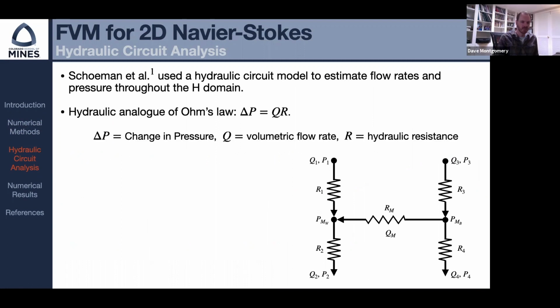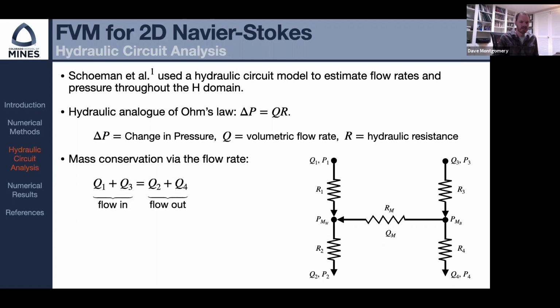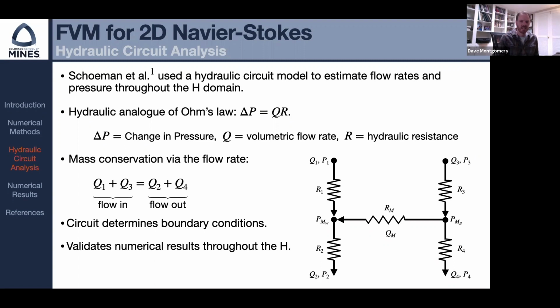The hydraulic circuit model is analogous to Ohm's law, but instead of V equals IR, the hydraulic circuit is delta P equals QR, where delta P is the difference between two pressure values, Q is the flow rate, and R is the hydraulic resistance from the channel geometry. Mass is conserved via the sum of the inlet and outlet flow rates. Solving the resulting linear system provides boundary conditions for velocity and helps us validate our numerical results.